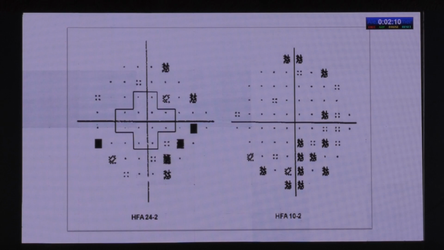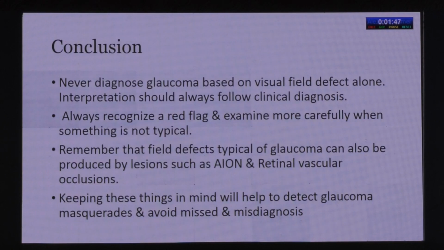Here you can see in the 24-2 field, inside the star there are only 10 points which are not showing any depression, because these points are 6 degrees apart. But if you do order the 10-2, you can find some depressed points, because the 10-2 point density is 2 degrees and you can catch the early defects. And to conclude, we can say that never diagnose glaucoma based on visual field defects alone.